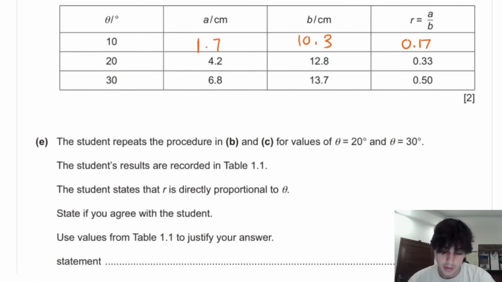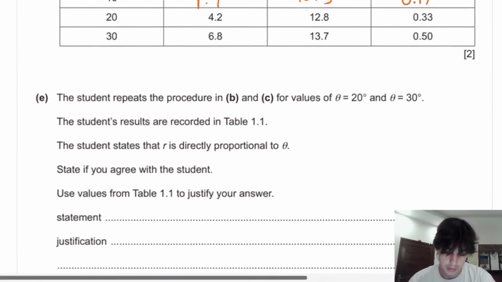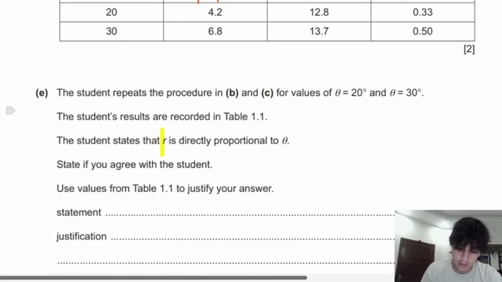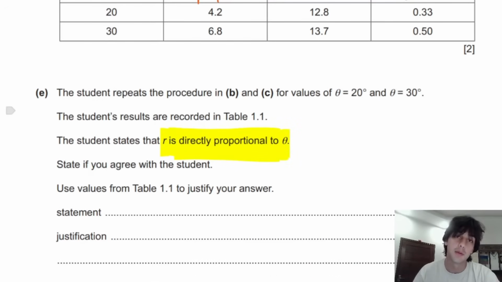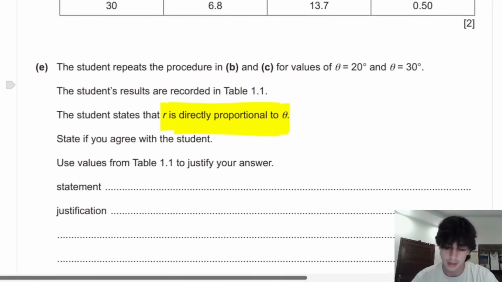Okay, next up, the student repeats the procedure in BC for values of 20 and 30, and the student's results are shown. And he states that R is directly proportional to theta. What is directly proportional? Directly proportional basically means that if one thing is increasing, the other thing also increases. Similarly, if one thing decreases, the other would also decrease. And inversely proportional would be the opposite. It would be if R was to increase, theta would decrease.